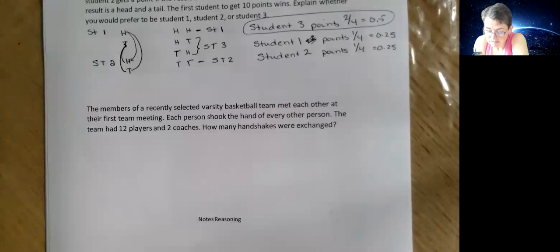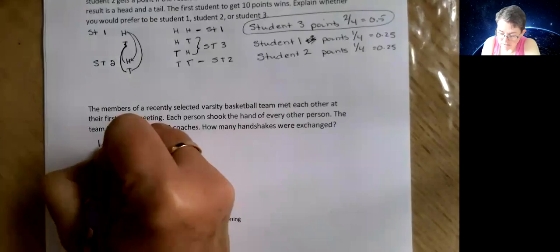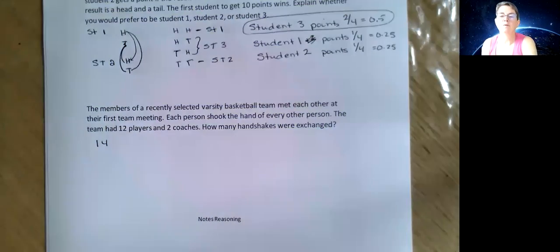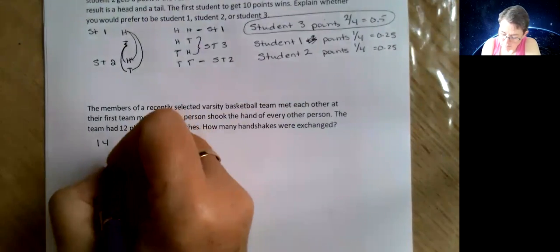The members of a recently selected varsity basketball team met each other at the first team meeting. Each person shook the hands of every other person. The team had 12 players and 2 coaches. How many handshakes were exchanged? So 14. All right, so there's 14 people in total.